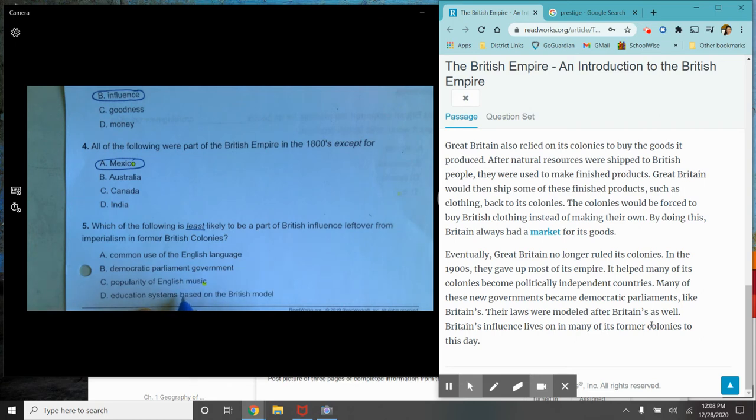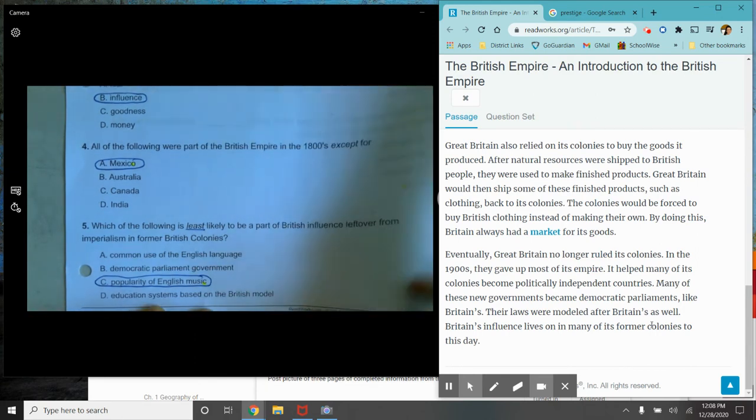So I would say education definitely fits in with an influence, but music definitely would not, because at the end of the 1900s, I think the share of music, they didn't have internet. Nowadays, that's a little different. English music is all over the world, but definitely every country has its own cultural music. Let's go to the next page.